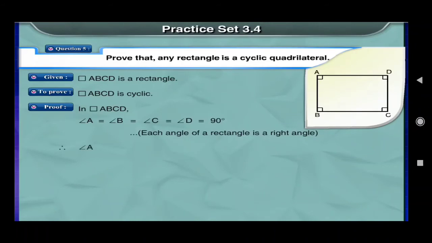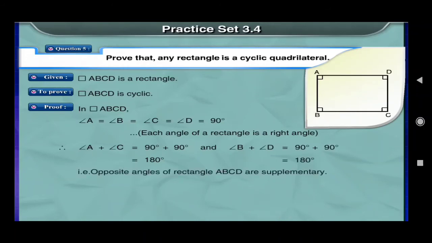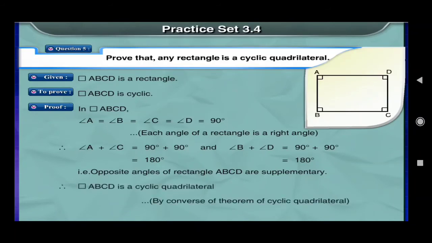Therefore, angle A plus angle C is equal to 90 degrees plus 90 degrees, that is equal to 180 degrees. And angle B plus angle D is equal to 90 degrees plus 90 degrees, that is equal to 180 degrees. That is to say, the opposite angles of rectangle ABCD are supplementary. Therefore, by the converse of the theorem of cyclic quadrilateral, rectangle ABCD is a cyclic quadrilateral.